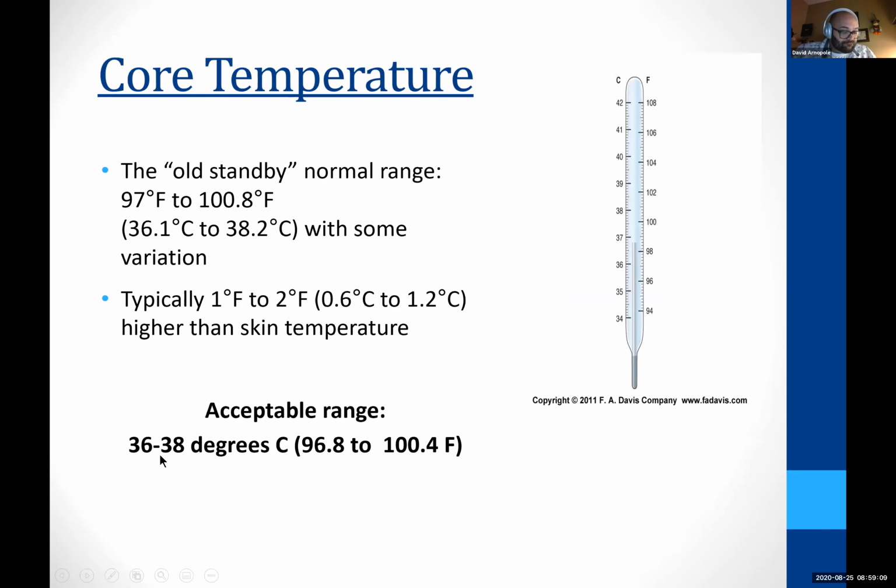Core temperature. This is just a lot of numbers on here. But I want you to highlight that on the bottom, the acceptable range currently is 96.8 to 100.4. And I have a question for you all. Where is the most accurate point in the body for a core temperature? Anal, rectal, temporal, artery, rectal, etc. I have yet to see the right answer.